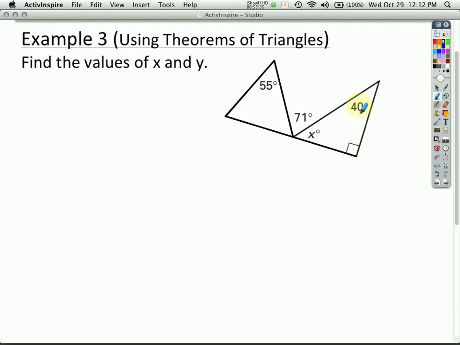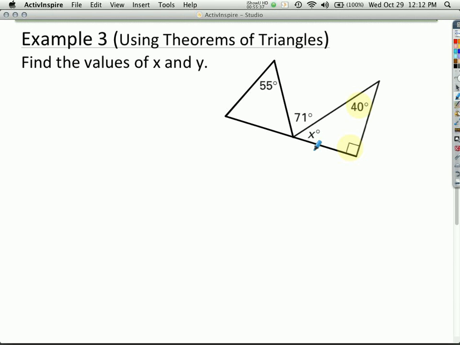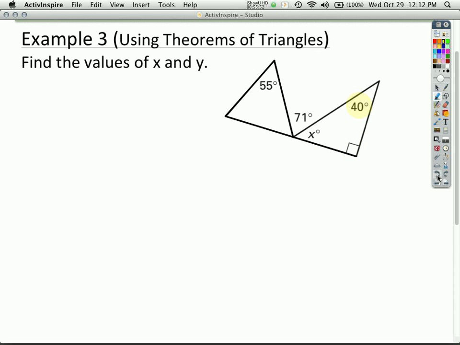Yeah, you've got 2 of the angles already. To find a third angle is easy. What theorem allows you to do that? The triangle sum theorem says that they all have to add up to 180. 90 and 40 is 130. So someone tell us, what is x? What is x going to be?